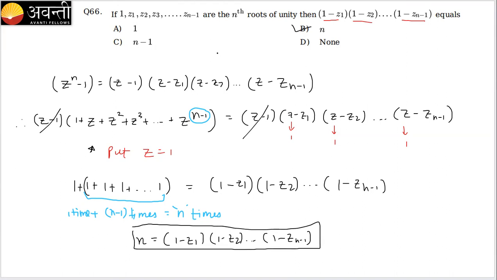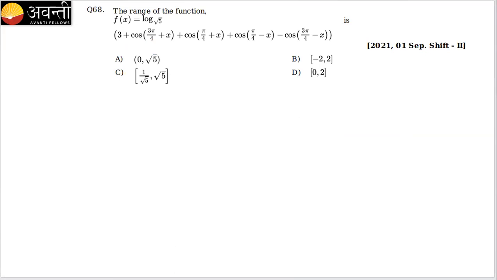Let's move on to the next. This is about the range of the function, log to the base root 5. So before doing this, let's simplify this. What I will do is group these two. I will use the cos minus cos formula here, and the cos plus cos formula for this. Also let me tell you, this was asked in JEE Mains 2021.